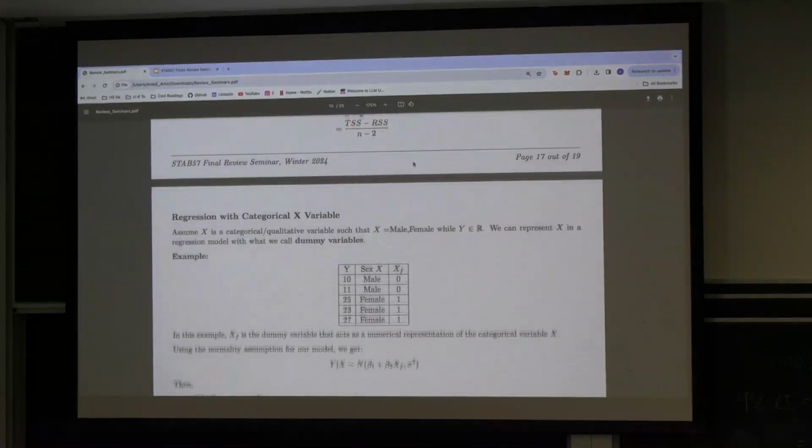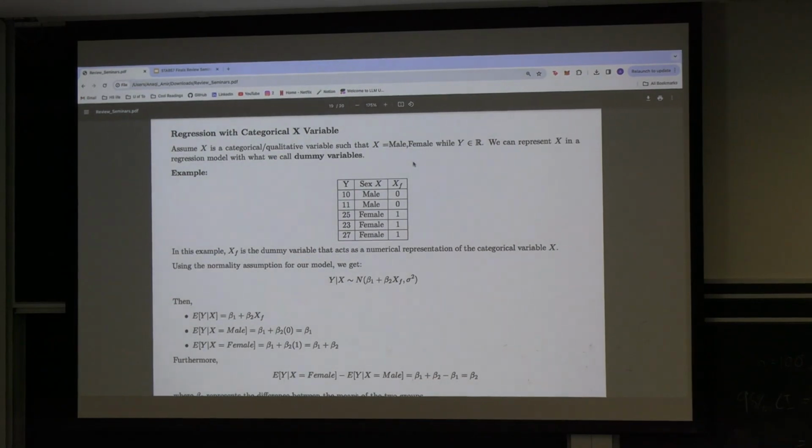Okay, so just one final section, which is regression with a categorical variable instead. So everything we've discussed so far is numerical. You have numbers, x is a number, y is a number, and then you just kind of map them to each other and see what happens then. But if x is a categorical variable, then it's a bit different.